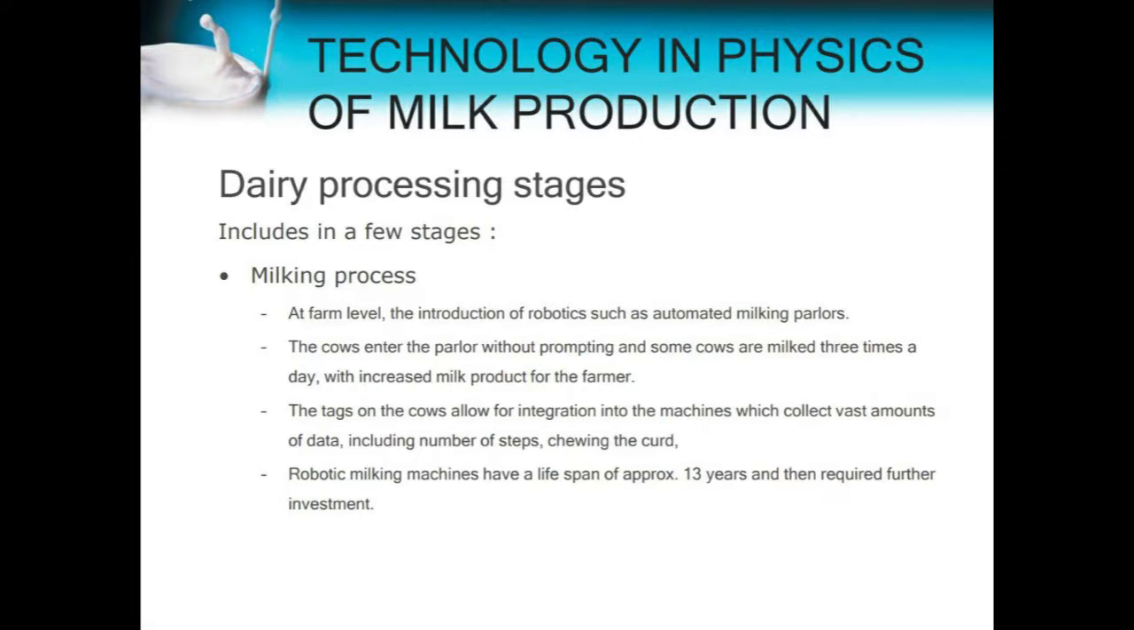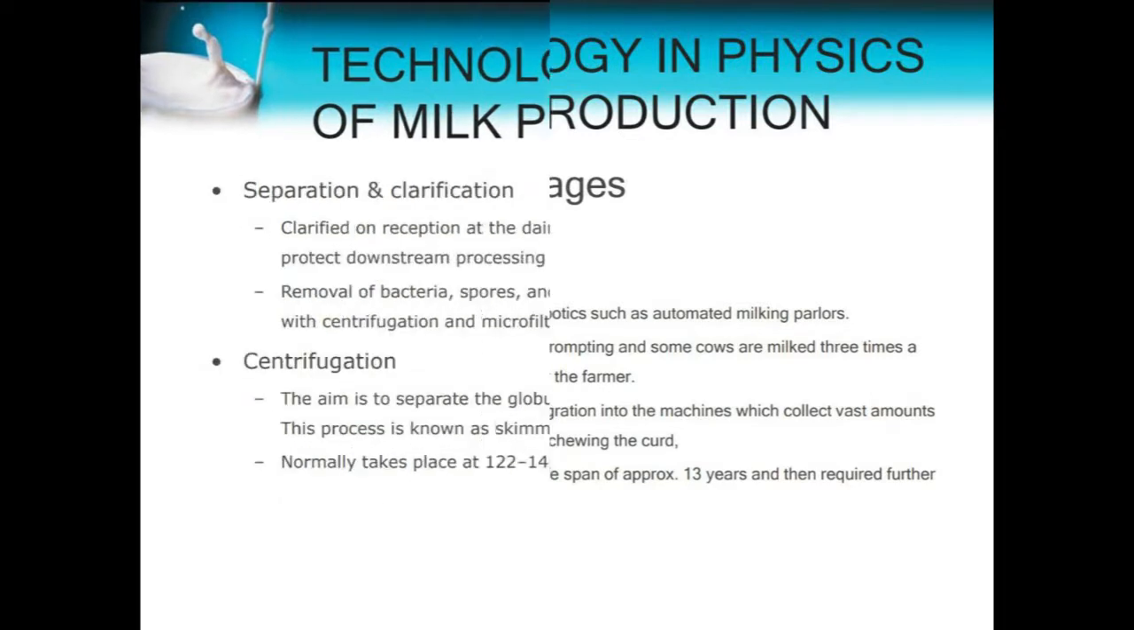At farm level, robotics such as automated milking parlours have been introduced. The cows enter the parlour without prompting, and some cows are milked 3 times a day with increased milk production for the farmer. The tags on the cow allow for integration into the machine, which collects vast amounts of data, including number of steps, chewing curd, and many more. Robotic milking machines have a lifespan of approximately 13 years and then require further investment.